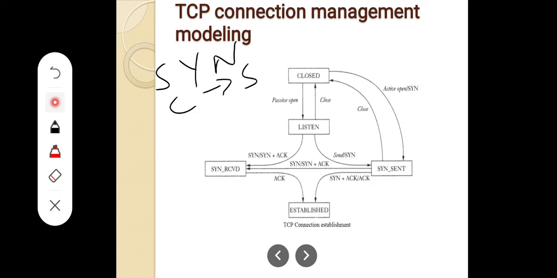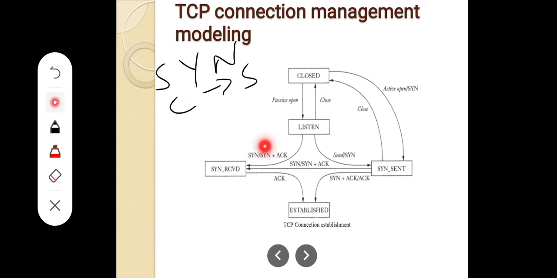Clear? So when the SYN send message is being received by the server, the server will be moving from this listen state to the SYN received state. SYN received state means the server has received the SYN send packet from the client. He has received the SYN packet, and also he has given an acknowledgement of the SYN, the ACK. So from the listen state the server will be moved to the SYN received state.